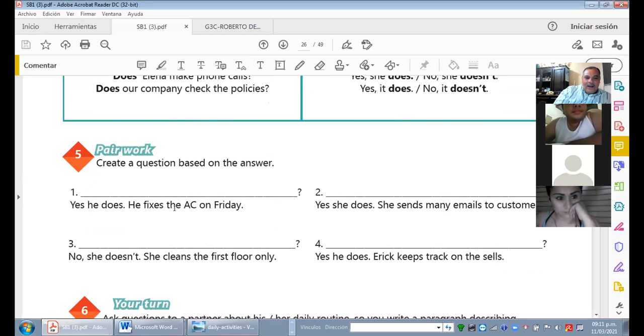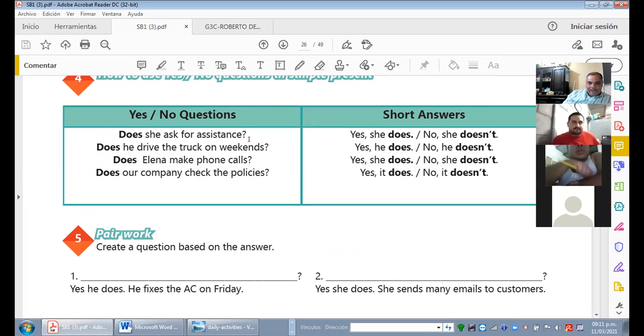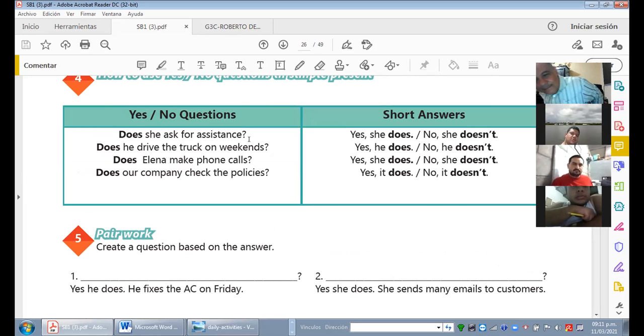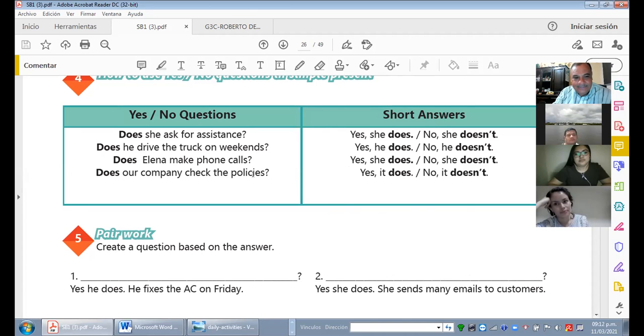Now, repeat after me. Does she ask for assistance? Does he drive the truck on weekends? Yes, he does. No, he doesn't. Does Elena make phone calls? Yes, she does. No, she doesn't. Does our company check the policies? Yes, it does.